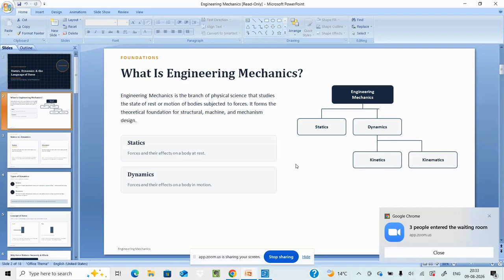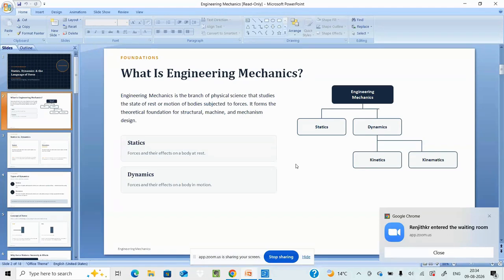Today's topic is engineering mechanics. Engineering mechanics is the branch of physical science that studies the state of rest or motion of bodies subjected to forces. It mainly deals with forces, so it forms a theoretical foundation for structural, machine and mechanism design.